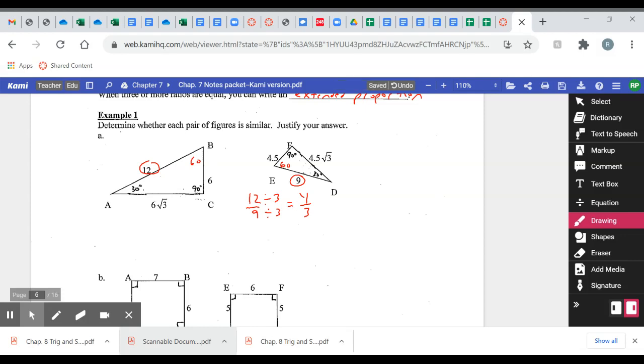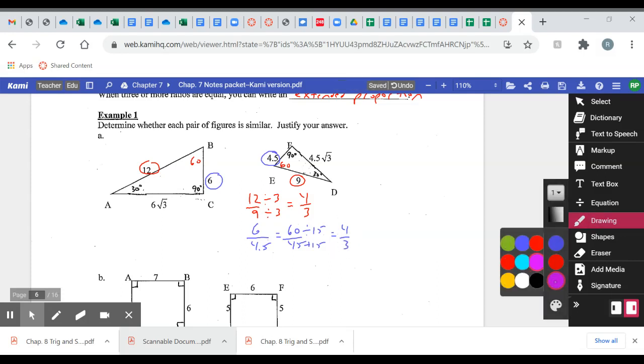Next up, I can see the 6 and the 4.5 correspond with each other. They're between the 60 and the 90. So if I go 6 over 4.5, then if I want to reduce that down, one way to do that is to multiply the numerator and the denominator by 10, which will give you 60 over 45. And then I can divide the numerator and denominator by 15, and that gives me 4/3.